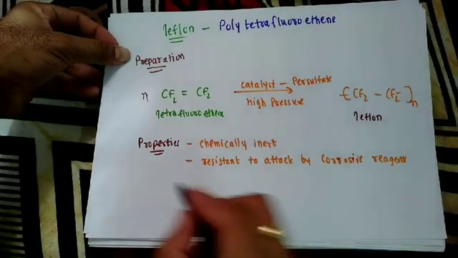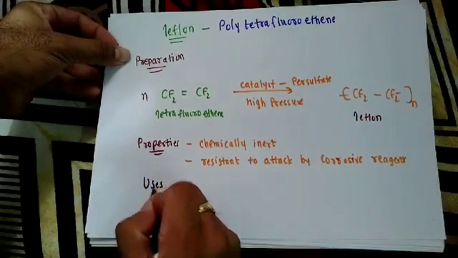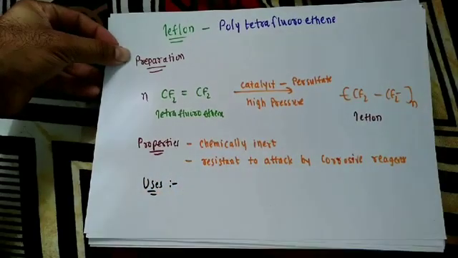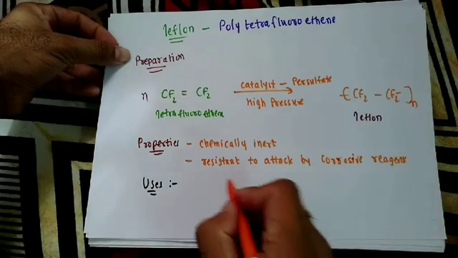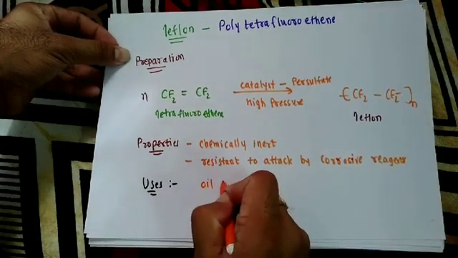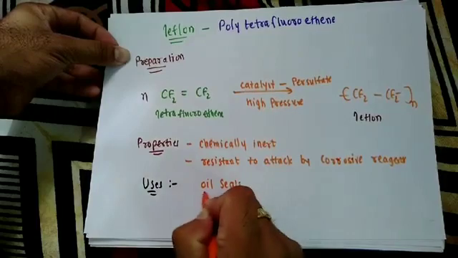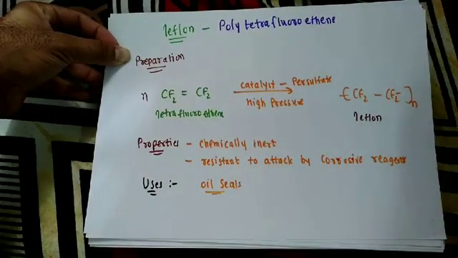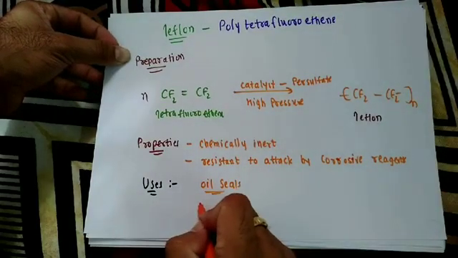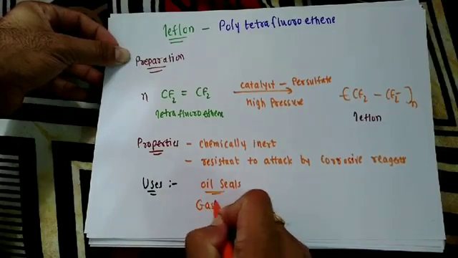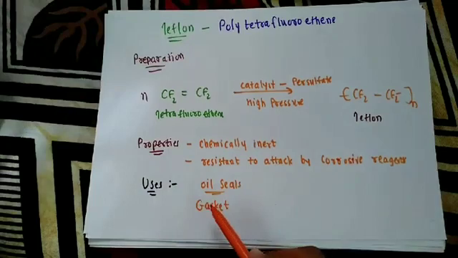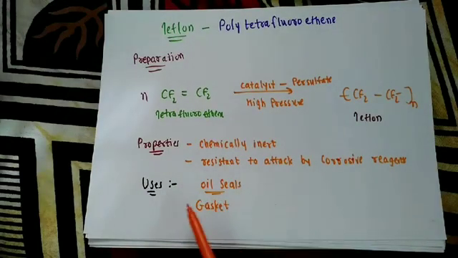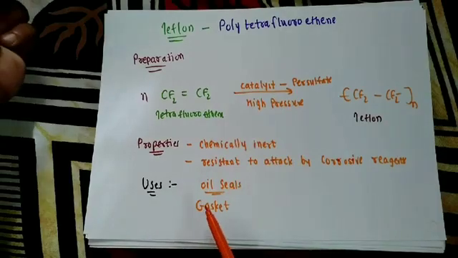Now we'll discuss the uses. What are the uses of Teflon? The main use of Teflon is the preparation of oil seals. They are also useful for the preparation of gaskets in machinery. In industry, gaskets are basically used. So the main uses of Teflon are oil seals and gaskets.